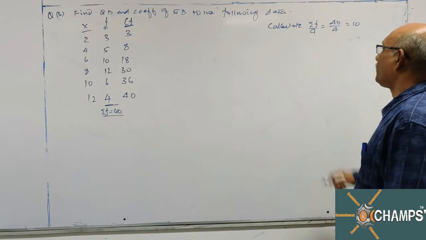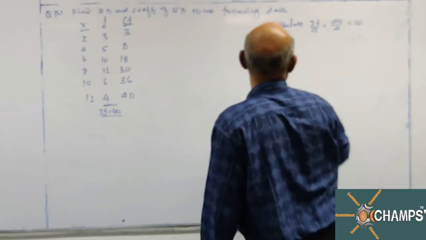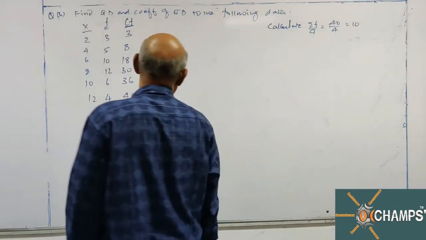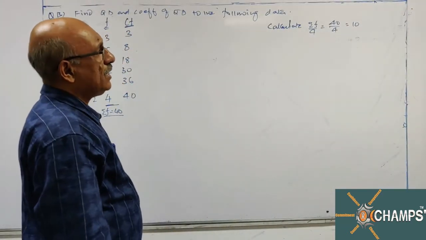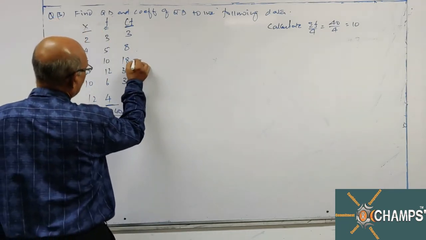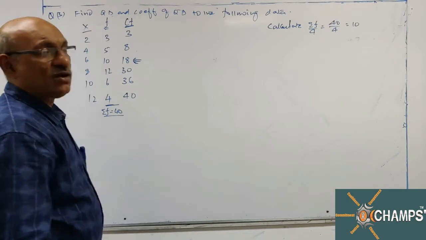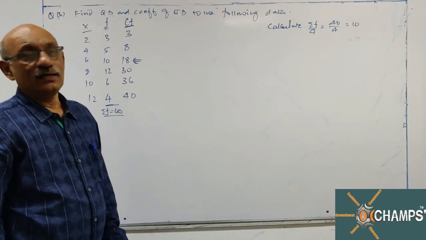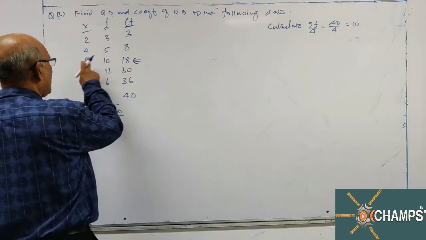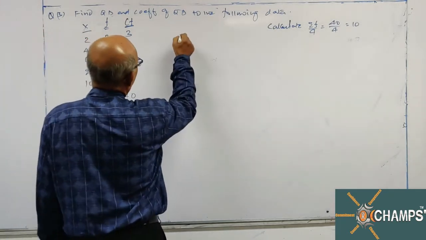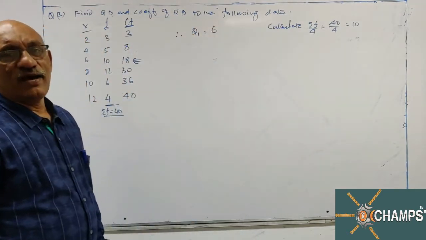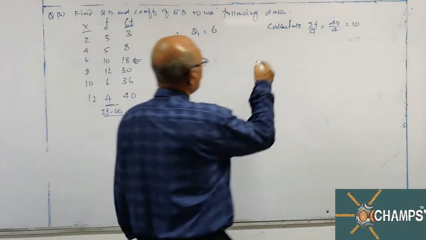After calculation of summation of f by 4, what is the next step? See a value which is just greater than summation of f by 4 in the cumulative frequency column. So 18 is the value which is just greater than summation of f by 4. The corresponding value of the variable is Q1. Therefore, Q1 is equal to 6.